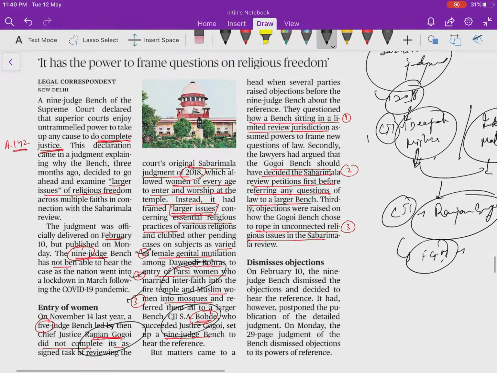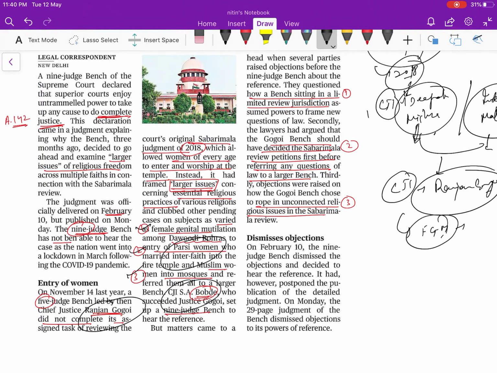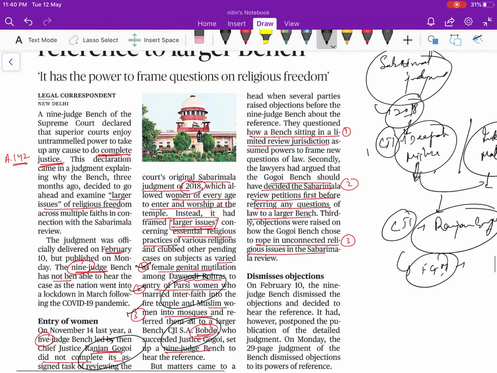So to hear this reference, the CJI S.A. Bobde has constituted a 9-judge bench. Then later on, certain parties raised objections. Why, when the Supreme Court has got a review petition, so the task of the Supreme Court is to decide over the review petition, whether to allow or not allow, to decide in favor or decide against.